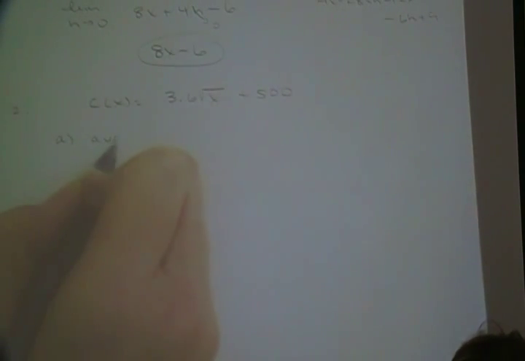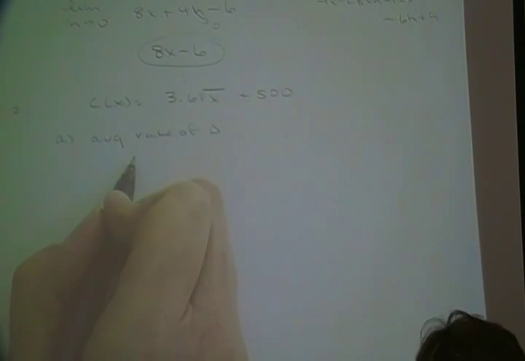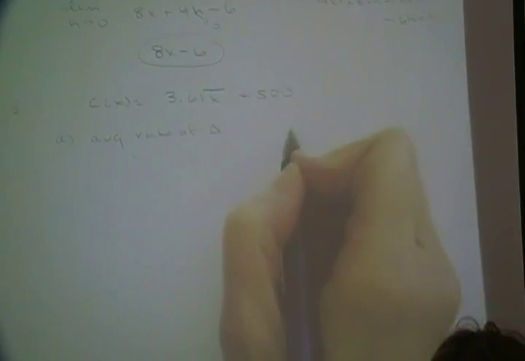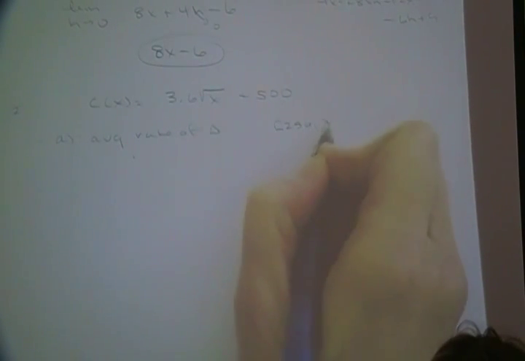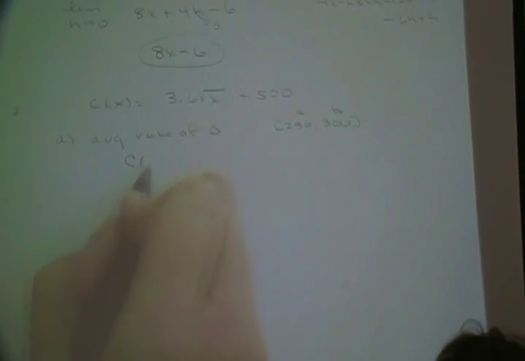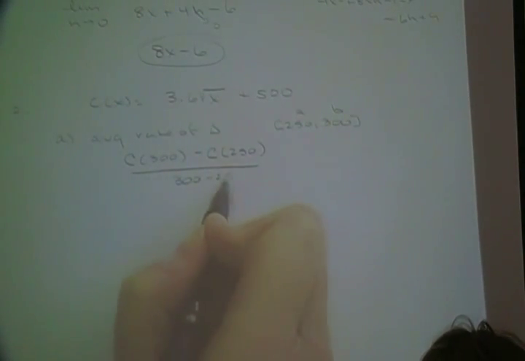And to find the average rate of change, which is A, I want to do f of b minus f of a over b minus a, and then I got to look back and say, what are a and b? So they said from 250 to 300. So that's my a and that's my b in this problem. So I want to evaluate the cost function at 300 minus evaluate the cost function at 250 all over 300 minus 250.